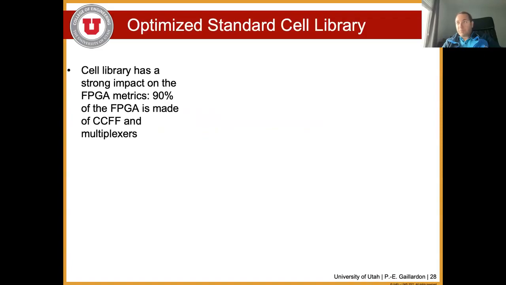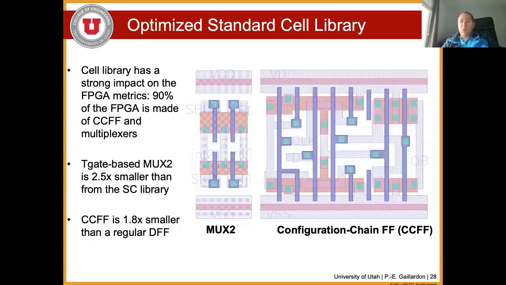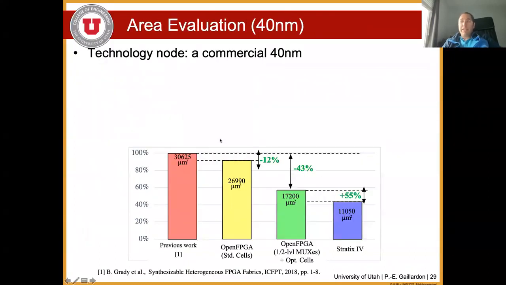of those fabrics. We have ways to actually make very high performance fabrics, considering that FPGAs are strongly made out of flip-flops and multiplexers. So there is a way not to rely only on standard cells, but to create a handful of custom cells. That's what we're doing in this example with the transmission gate, MUX2, and the configuration chain flip-flop, which can then be used to significantly improve the performance of the system.